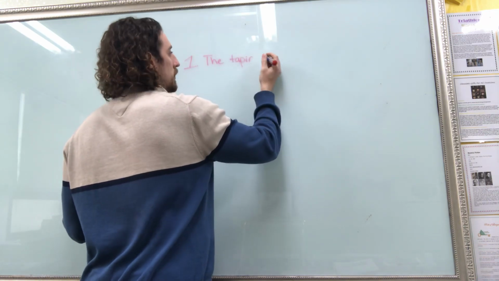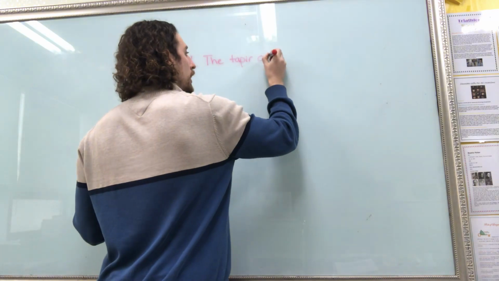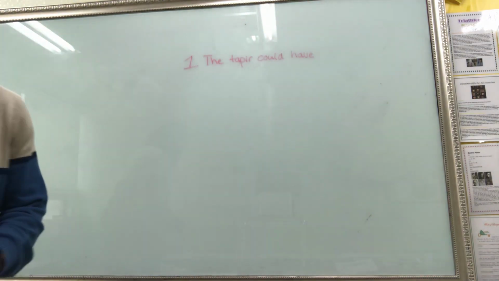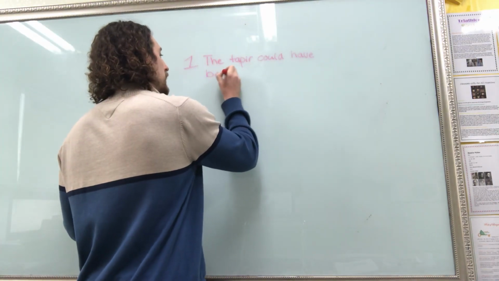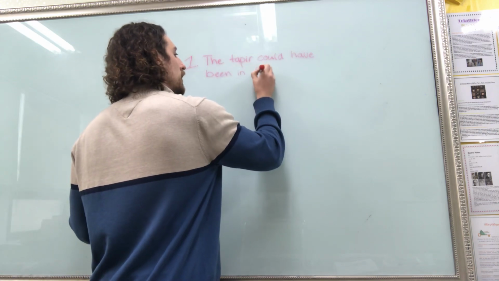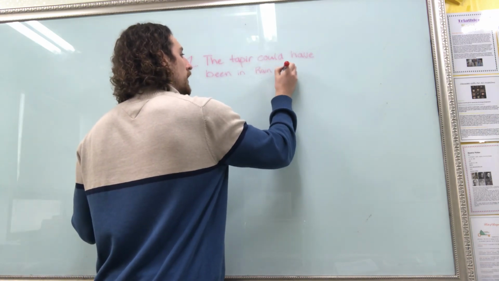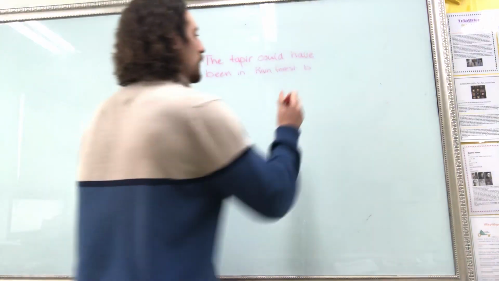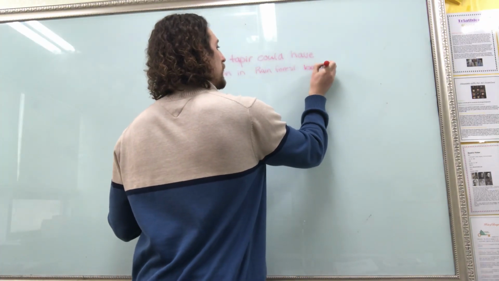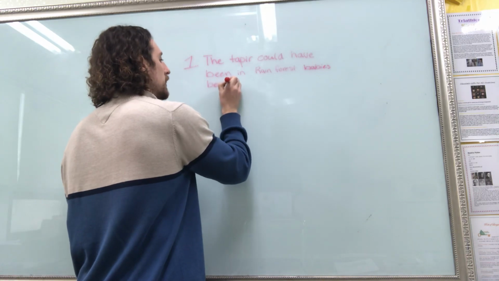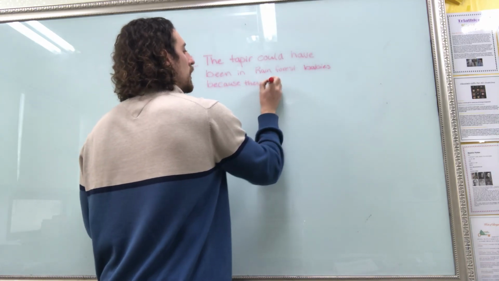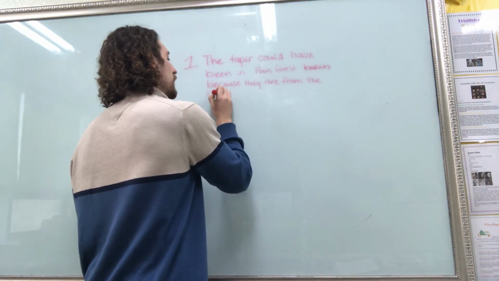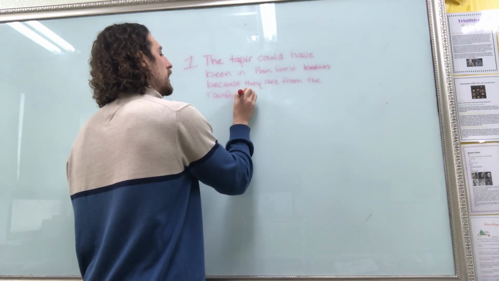The tapir could have been in rainforest. Maybe got a new marker. Rainforest babies because they are from the rainforest. Right? They're born in the South American rainforest.